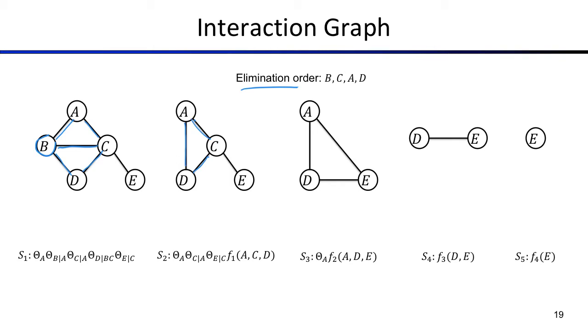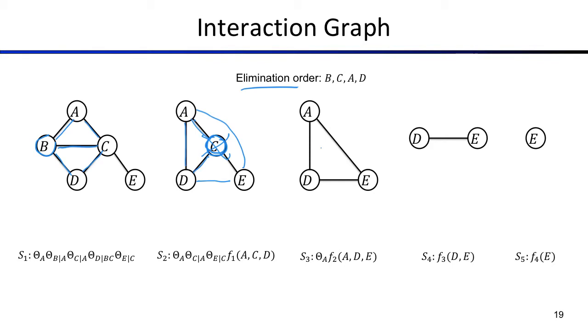The same thing happens when we eliminate C. C has three neighbors, A, D, and E. When I remove C from here, I will need to connect all those neighbors together. But A and D are already connected together. We will need to create this new edge here connecting D and E, and the new edge here connecting A and E. So we have this new graph here.